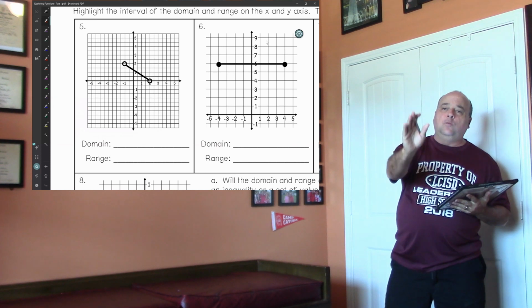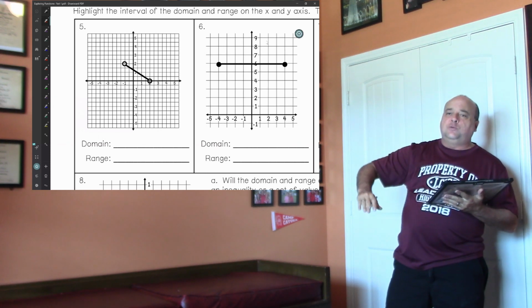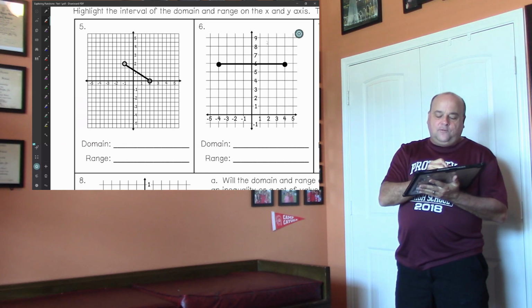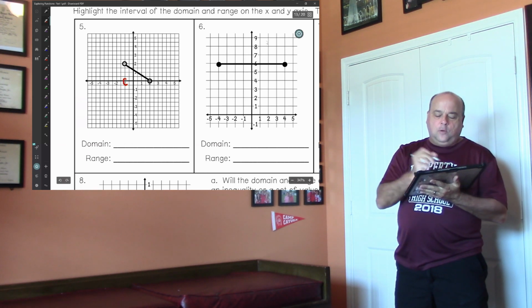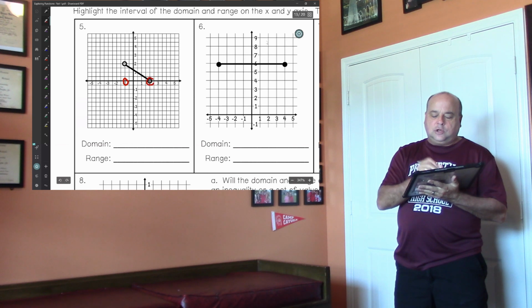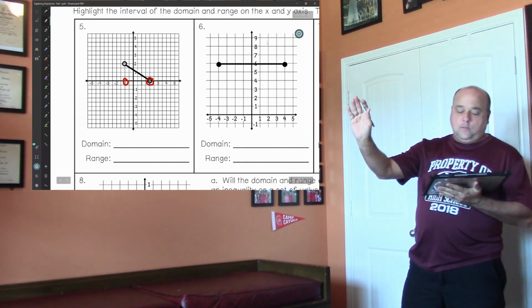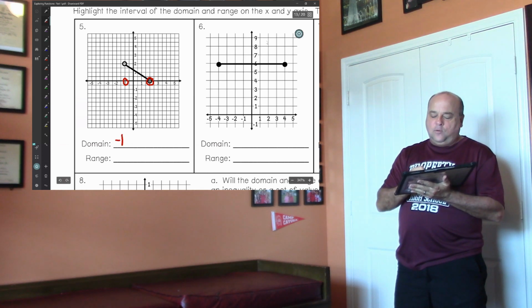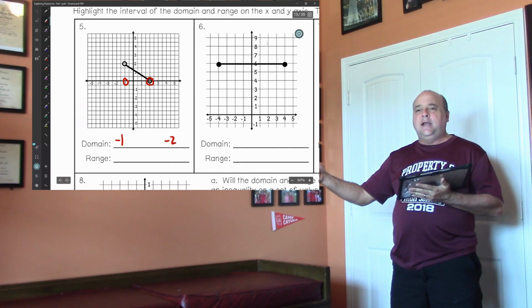So on the domain, we're going to go from left to right. On the range, we're going to go bottom to top. So let's do number 5. Go from the left. It starts right here. Draw an open dot, and it goes to the 2. Draw an open dot. So my domain will go from negative 1 to 2. So go down here and put negative 1 and 2. Then you're going to put your inequalities.